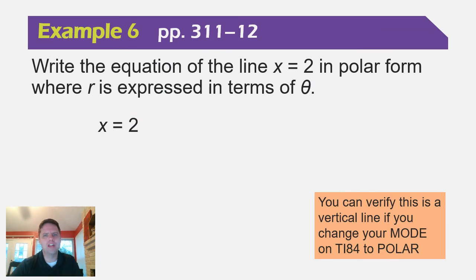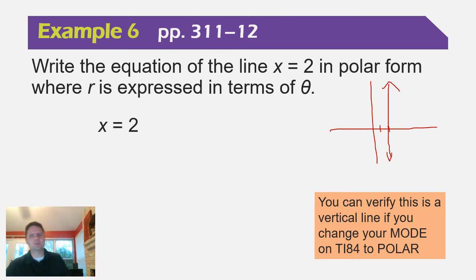Write the equation of the line x equals 2 in polar form where r is expressed in terms of theta. Now you're going to be able to verify this in your calculator itself if you change the mode on the TI-84 to polar. So I'll let you see this in a second. But remember, x equals 2 in our Cartesian plane would just be a vertical line. So we're trying to convert x equals 2 to polar form. Well, how do we go about doing that?